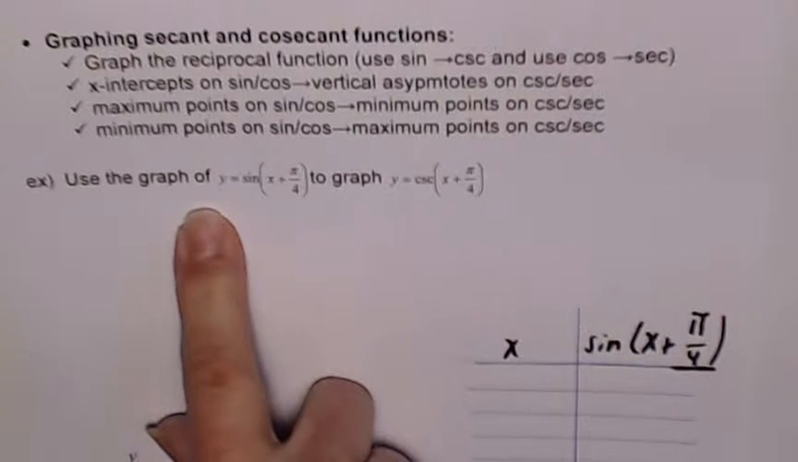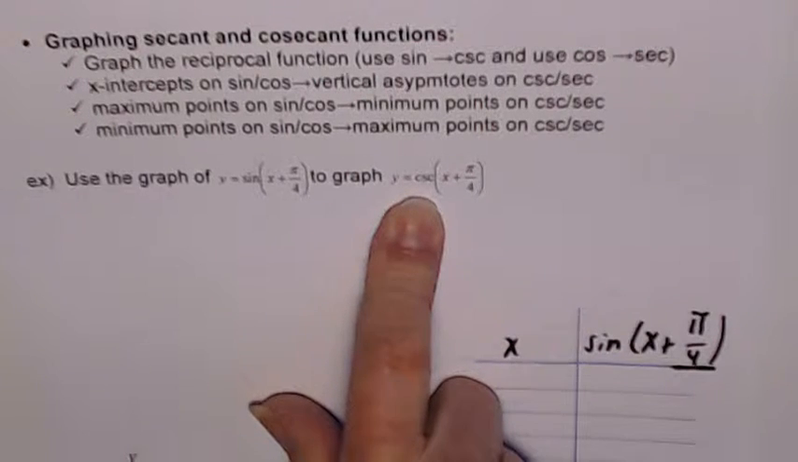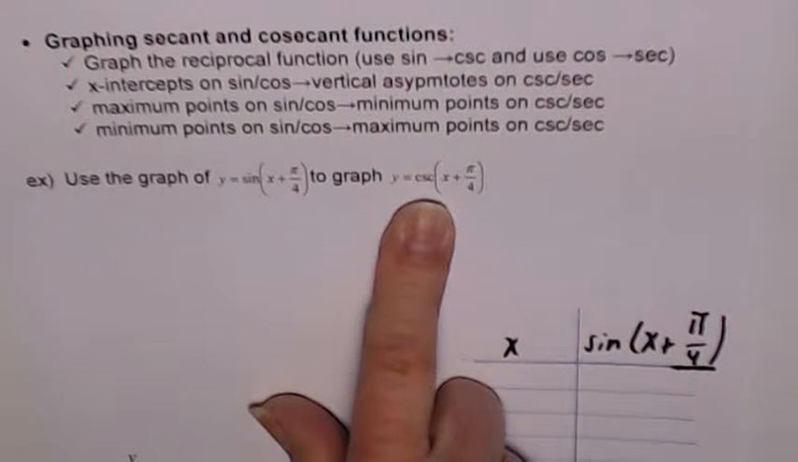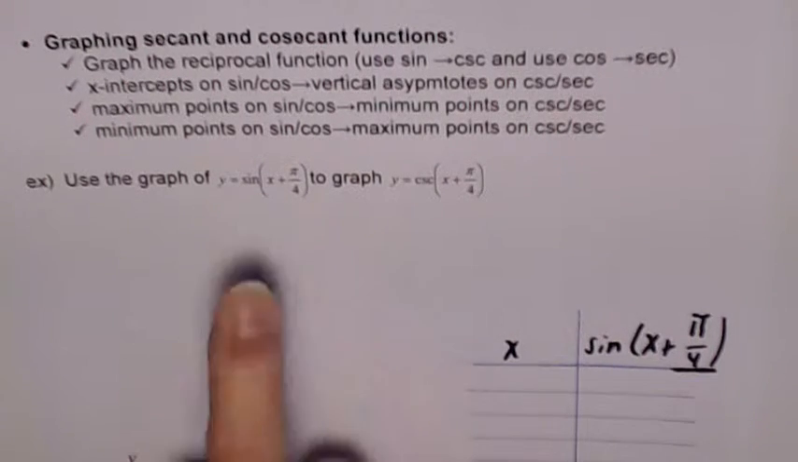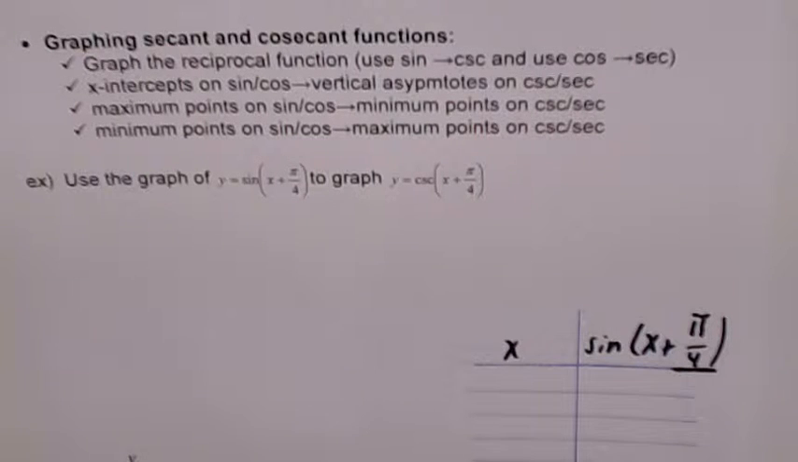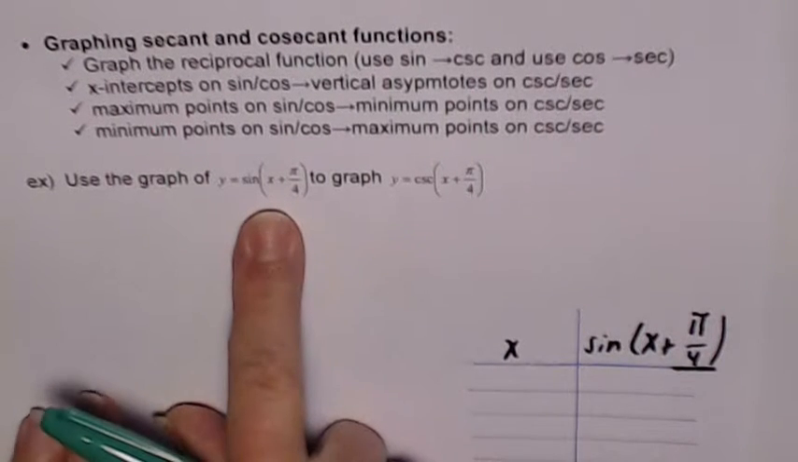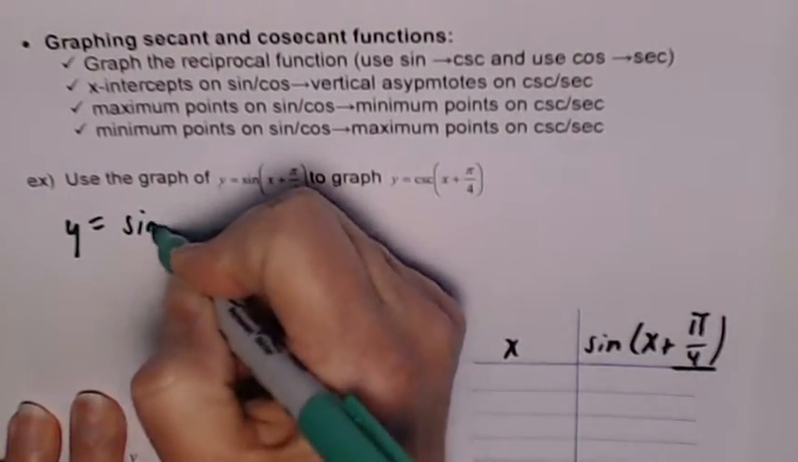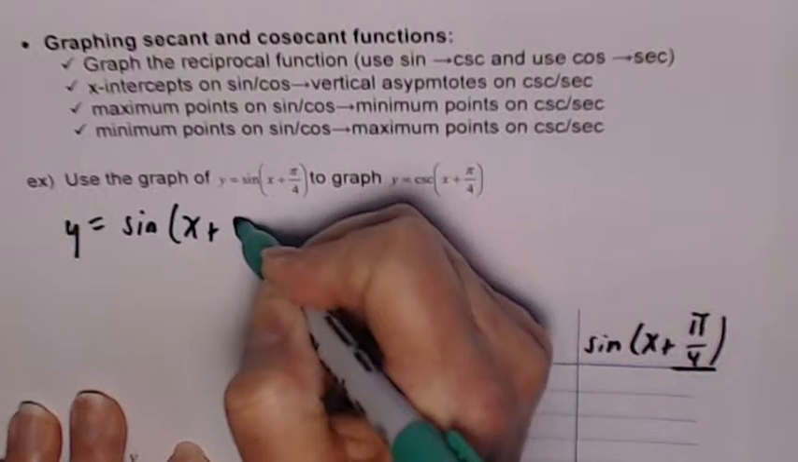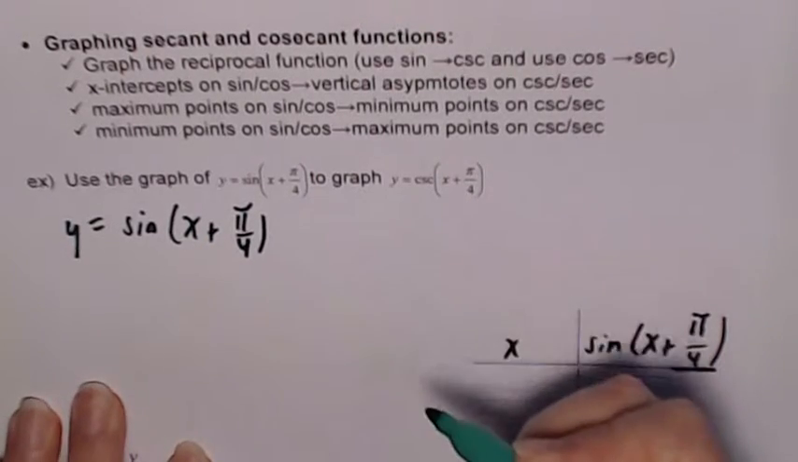So in this example here, our mission is to graph y equals the cosecant of x plus pi over 4. And in order to do that, we need to graph y equals the sine of x plus pi over 4. So this is going to be where most of our work is in graphing this here. So y is equal to the sine of x plus pi over 4.